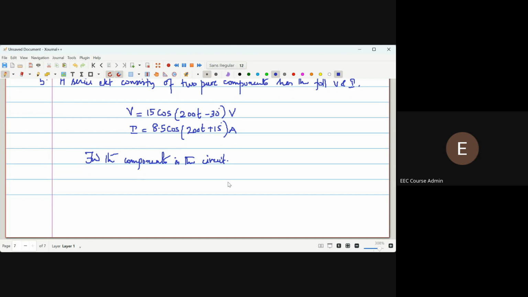From the given expressions for the current and voltage, you can see that the phase angle between them is 45 degrees, with the current leading. So the angle between V and I is 45 degrees, and I leads V. Since the current leads the voltage, we understand that the components are a resistor and a capacitor.